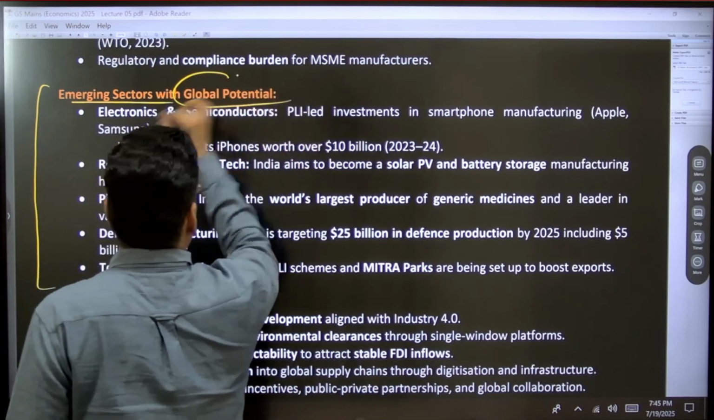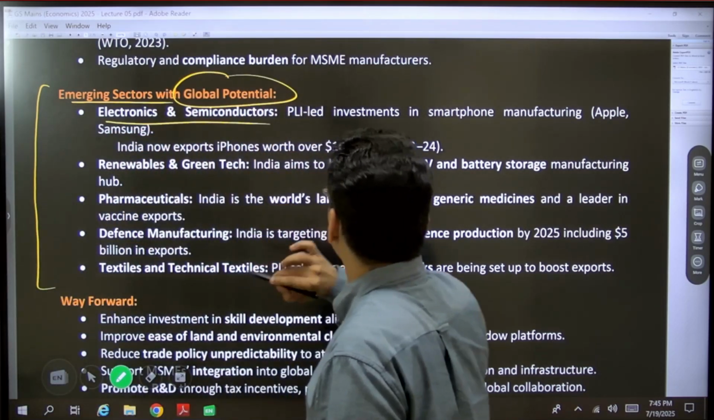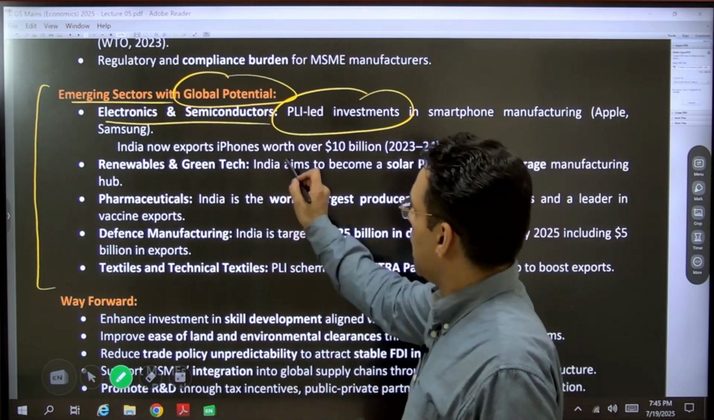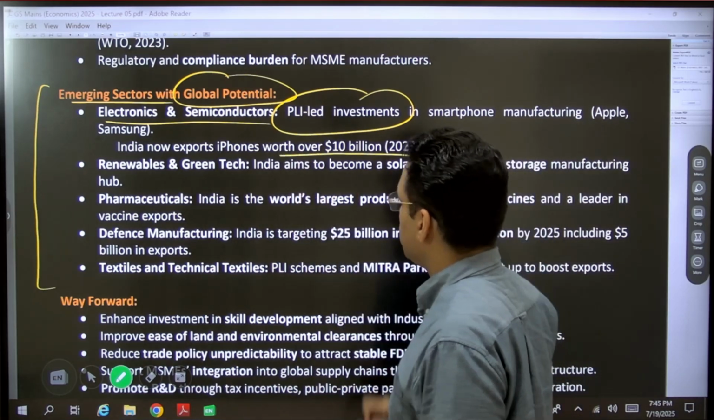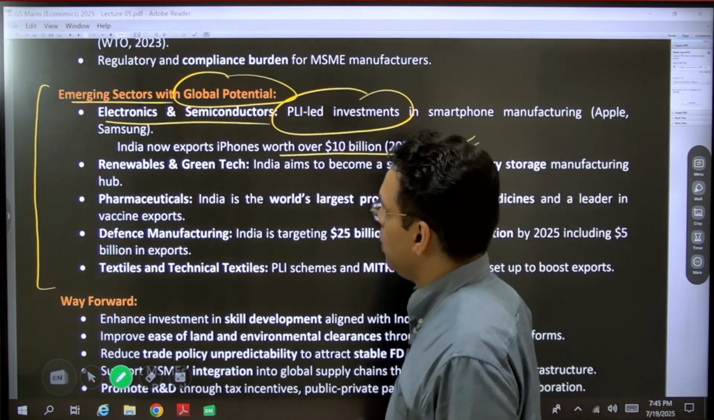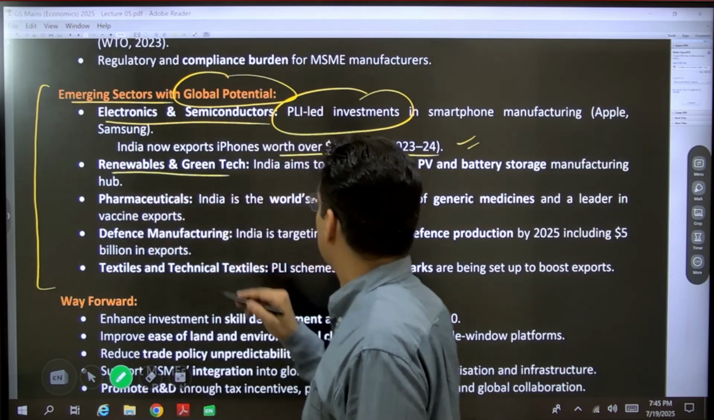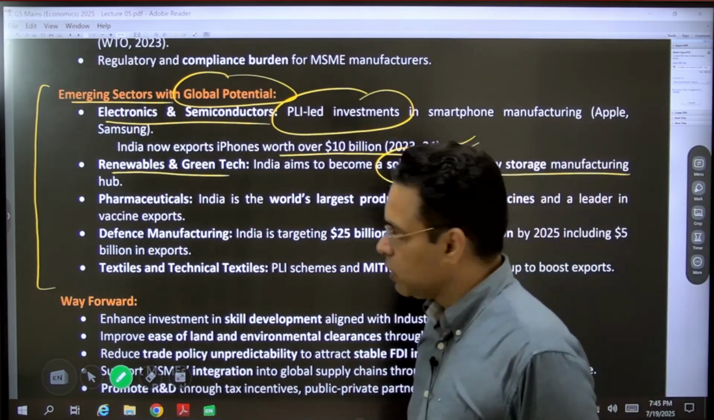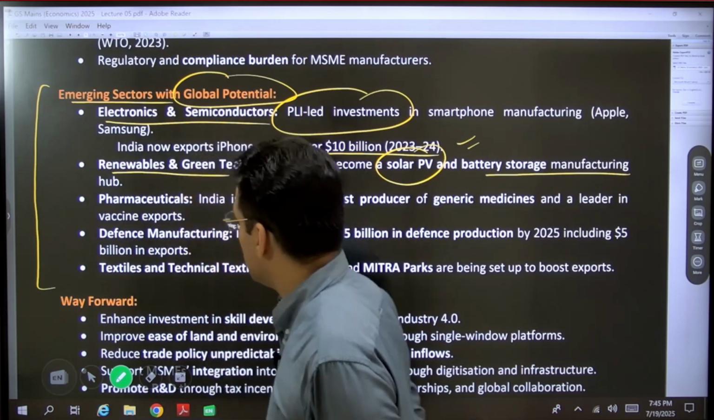Sectors where India has global potential: electronics and semiconductors, where India is already putting a lot of investment. Now India exports iPhones worth $10 billion. This number has increased also. Renewable energy and green tech. India aims to become solar PV and battery storage manufacturing hub. Now this will take some years or decades, but yes, India will.